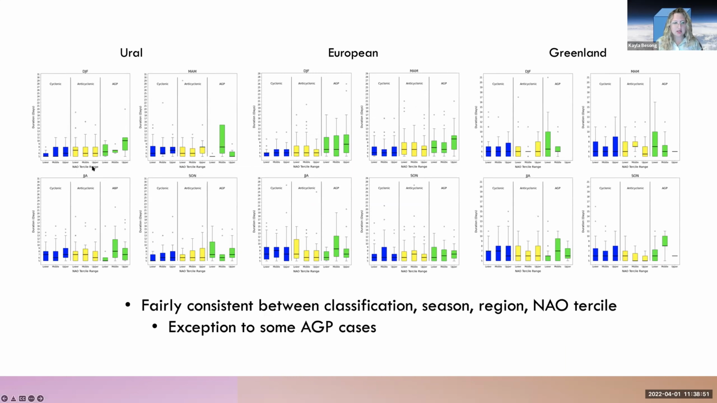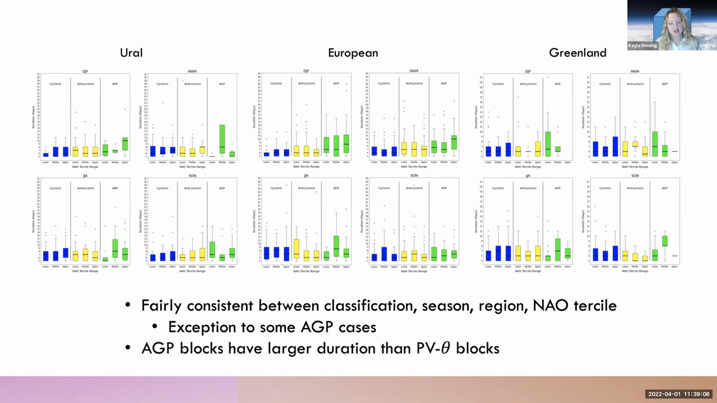Well, overall, there's actually a pretty consistent signal throughout the durations of all the different classifications. There are no large differences, except with the AGP, or the green boxes, which again are just jumping off the page. So what we can conclude from this duration analysis is that AGP blocks do have a larger duration than PV theta blocks.